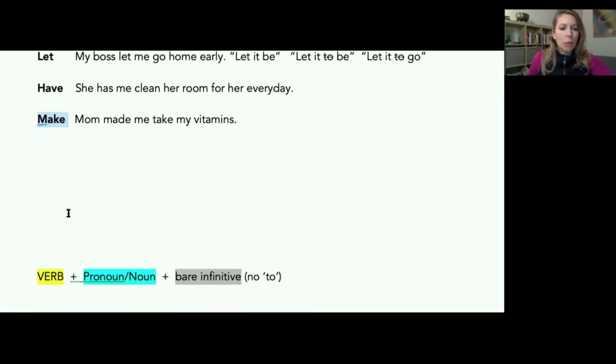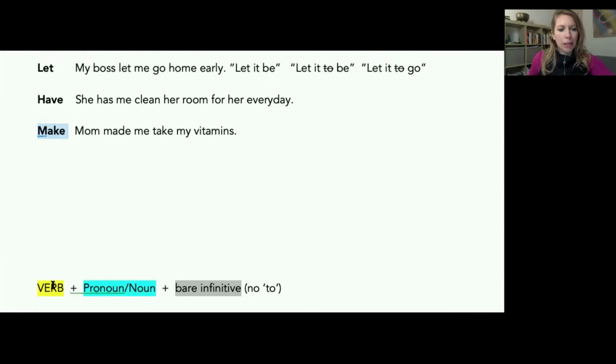So let's look at the proper setup of this. We have the verb, which is either let, have, or make. Here's my verb right here. Then a pronoun or noun. In this case, it's a pronoun, me. And then the bare infinitive, which means no to. The bare infinitive here would be take. If it were the infinitive, it'd say to take, but it's just the bare infinitive, just the verb, no to.